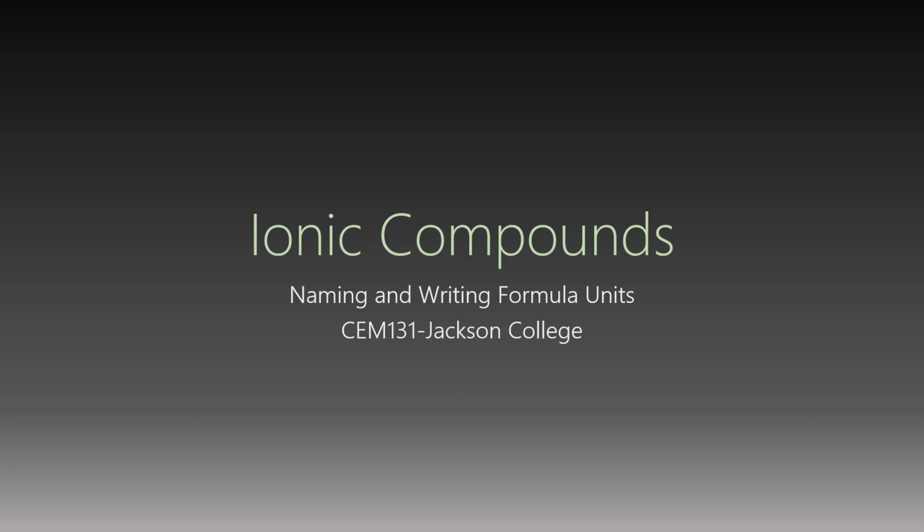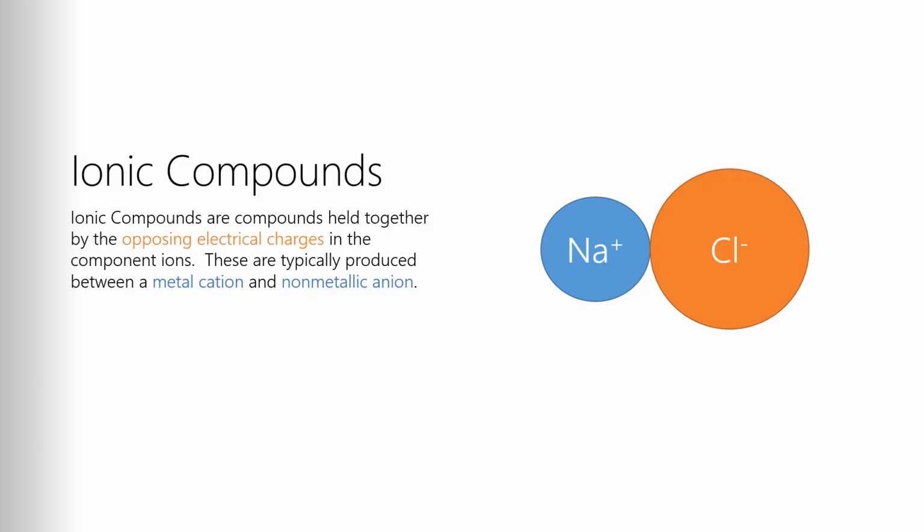This is a short video on how we name and write ionic compound formula units. Ionic compounds are those compounds that are held together by electromagnetic force. They're composed of a positively charged cation and a negatively charged anion. The way I always learned to remember this, and I know it sounds silly, is cats have paws, so cations are positive. That's just the way I learned it.